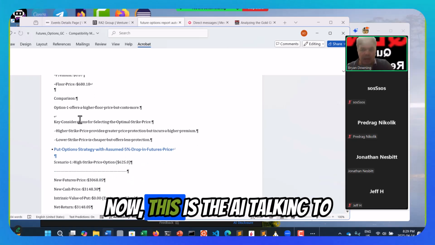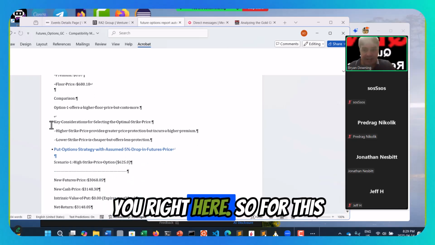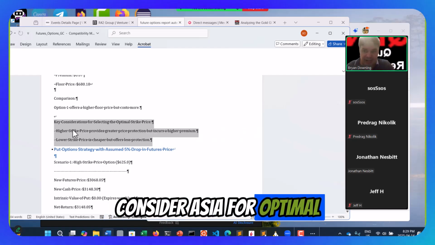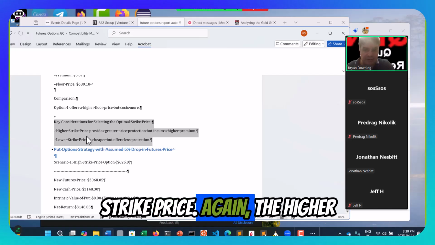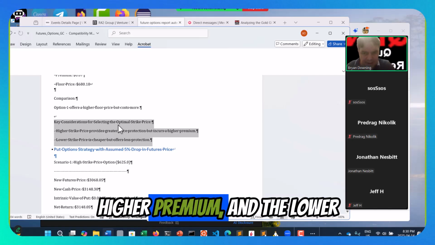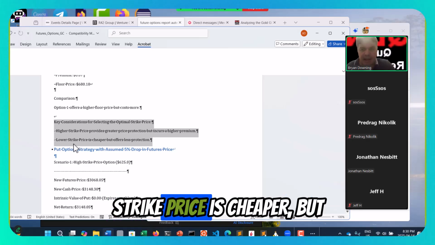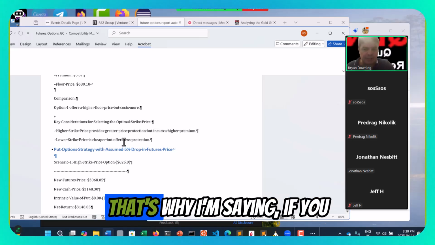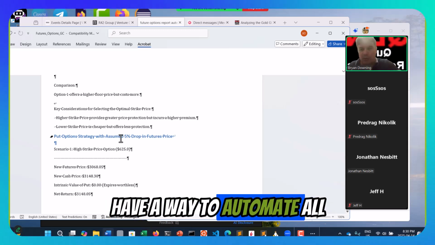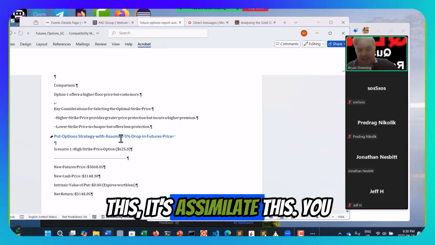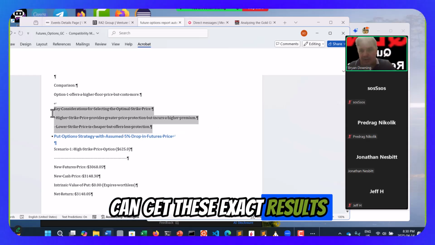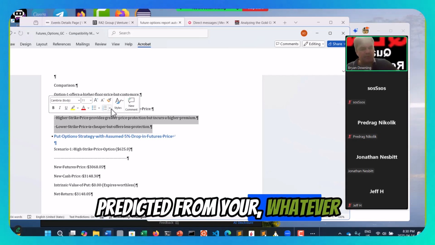When to buy. Now, this is the AI talking to you right here. So for this scenario, let's say key consideration for optimal strike price. Again, a higher strike price provides protection but incurs a higher premium, and a lower strike price is cheaper but offers less protection. And that's what I'm saying. If you have a way to automate all this and to simulate this, you can get these exact results predicted from whatever your AI is.